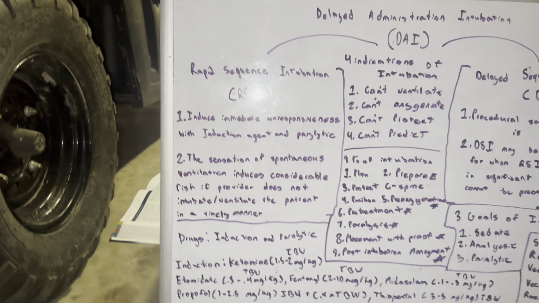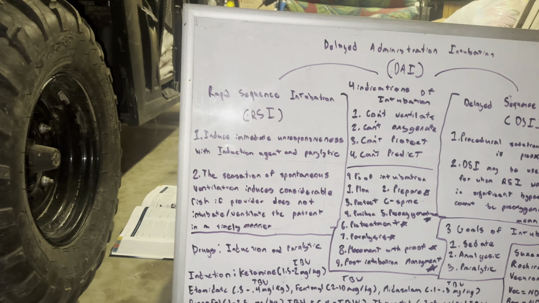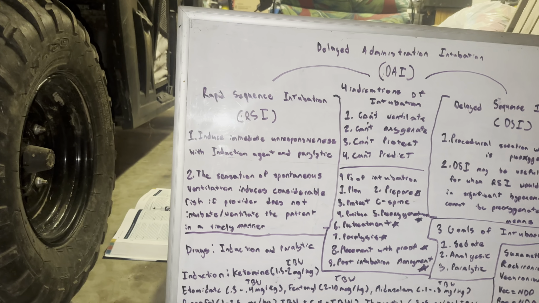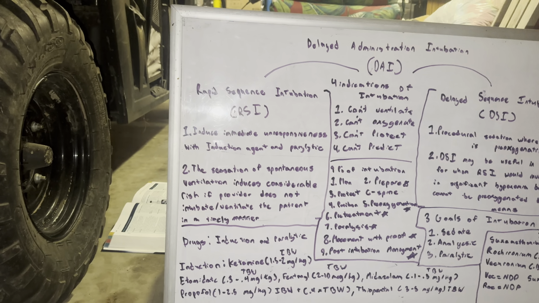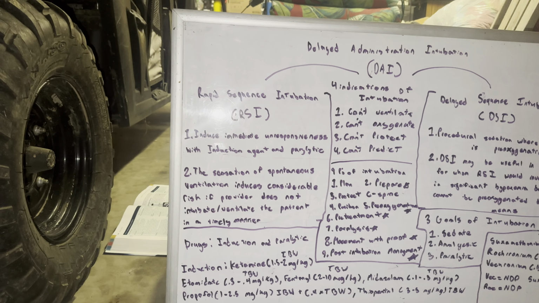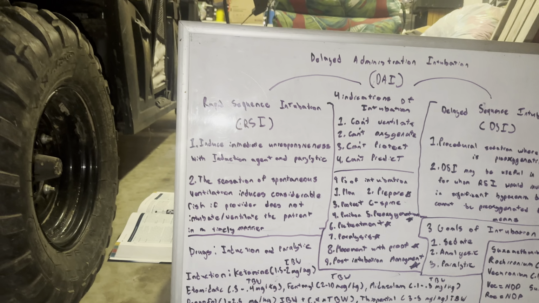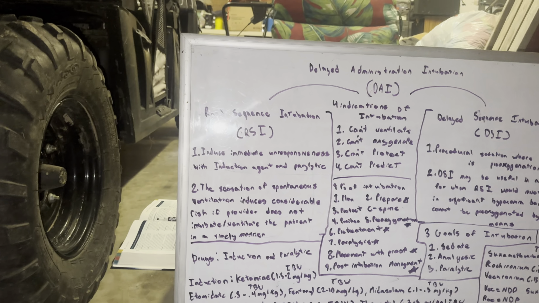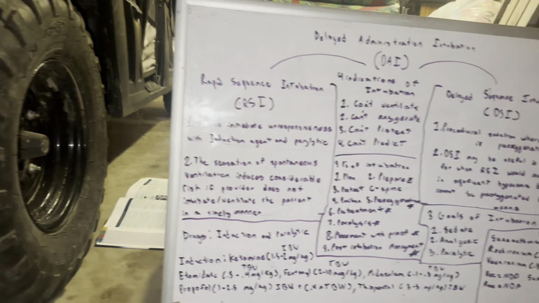Now we're going to get into RSI, rapid sequence intubation. The 2 major components are: 1, to induce immediate unresponsiveness with an induction agent and a paralytic, as we just talked about. 2 is the cessation of spontaneous ventilation, which induces considerable risk if the provider does not intubate and ventilate the patient in a timely manner. We do RSI when we don't have that much time, but we still have to do it in a timely manner as we need to ventilate and oxygenate this patient.